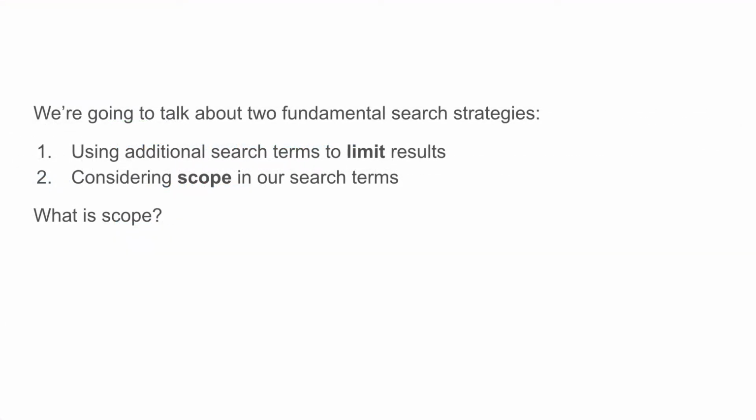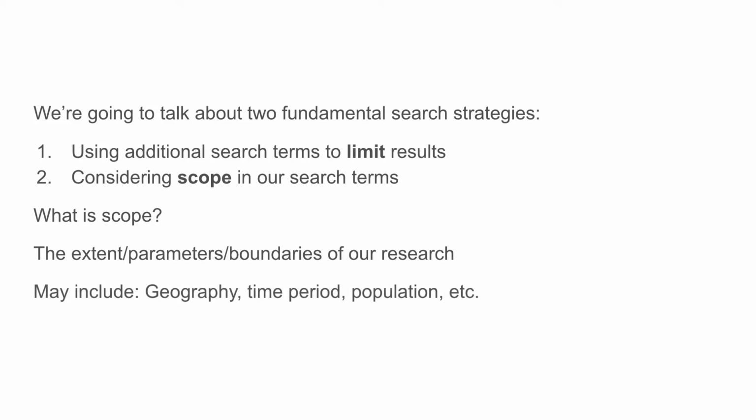Okay, so let's talk a little bit about the scope of our research. So what exactly is the scope of our research? For our intents and purposes, we are going to talk about the scope as being sort of the extent or the parameters or the boundaries of our research. Basically, what's all the stuff that we're going to include in our research versus what are we not going to include? So this can include things like defining maybe your geographical boundaries.